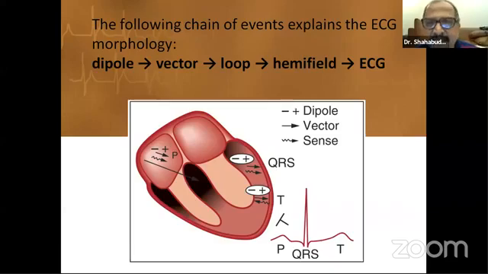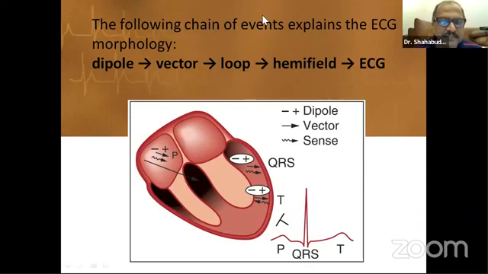The following chain of events explains the ECG morphology. First of all, the dipole, that is the current, produces the vector and the direction of the vector, and the vector produces the loop. In normal sinus rhythm, it produces a counterclockwise rotation, and in ectopic rhythm, it causes a clockwise rotation. And next, the concept of the hemifield, by which we can consider which lead will become positive and which lead will become negative, and ultimately the ECG. So from dipole, that is from electrical events, to ECG, there is something else that plays the roles of different parts.